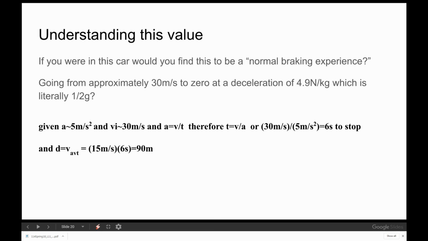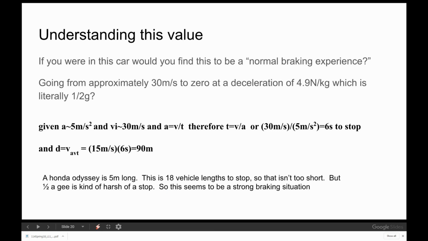Now, what about 90 meters? A car stopping in 90 meters. Well, a Honda Odyssey is 5 meters long, so this is 18 vehicle lengths. So that isn't too short, because they say you should be at least about 10 vehicle lengths behind another car. Seems like a pretty strong braking situation, but the distance is kind of far.